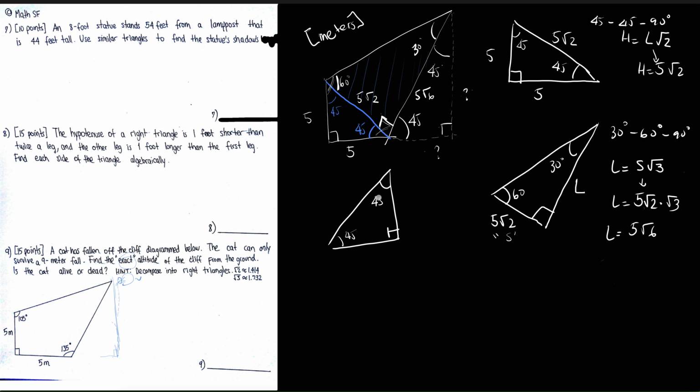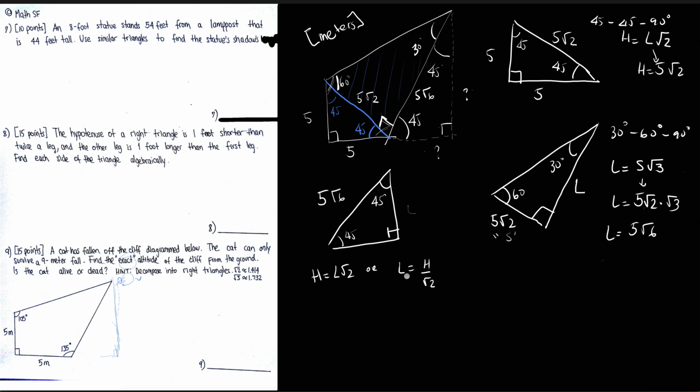45, 45, and the one that we just found is 5 root 6. How can I find this leg here? Recall that in a 45, 45, 90 degrees triangle, hypotenuse is equal to leg root 2, or the leg is equal to the hypotenuse over root 2. I might be able to do that. So let's find that out.